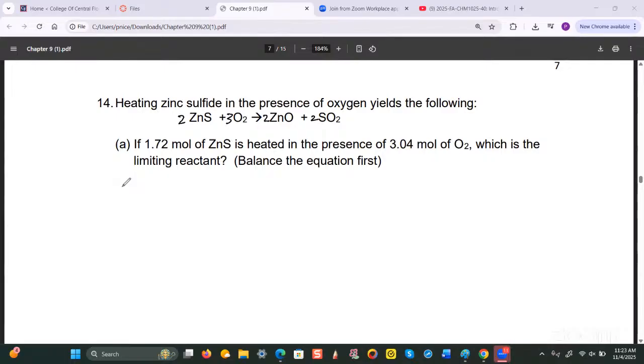1.72 moles of zinc sulfide, right? Okay, what do we do with that? What do we multiply that by? What goes above and what goes below? Below would be 2 moles of zinc sulfide. I agree with that, as Miss Cole says. And what goes above as the numerator?